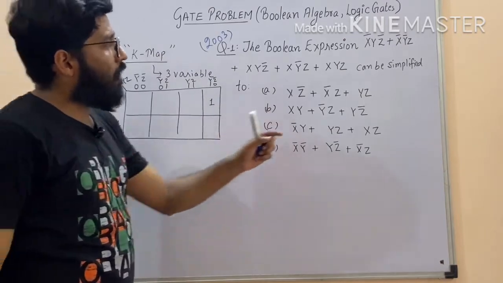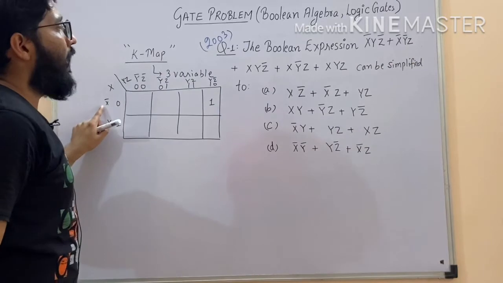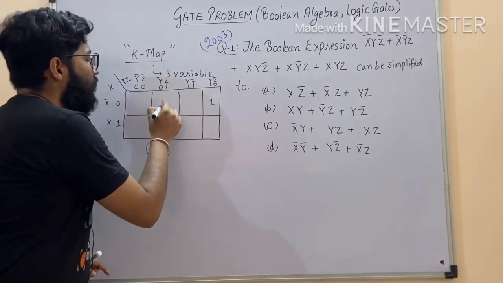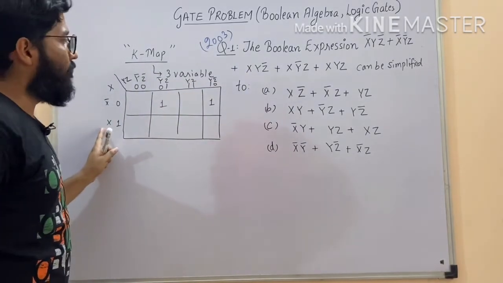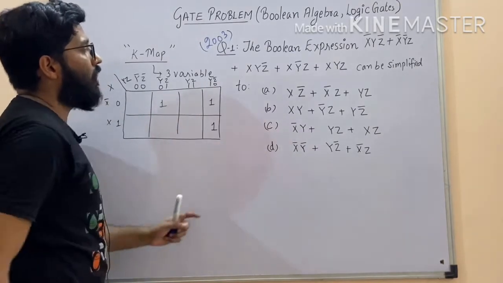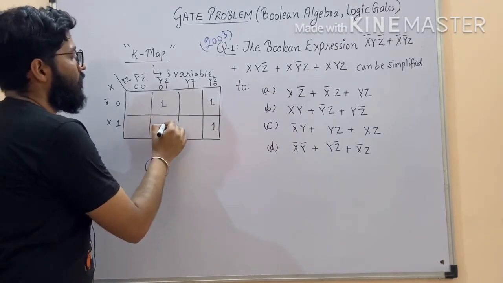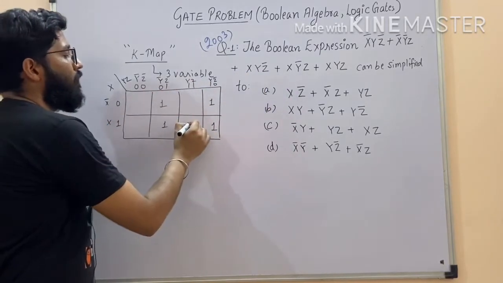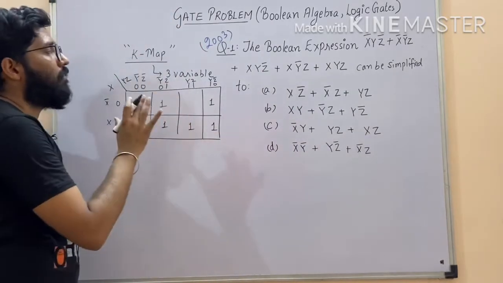Now you have to write x complement y complement z. X complement is this and y complement z is this. You have to write here 1. Now you have to see this x y z complement. X is this, y z complement is this. You have to write here 1. Now x y complement z, so x is this and y complement z is this. You have to write here 1. Now x y z, this is x and this is y z. You have to write here 1. In this manner you have to write 1 in the K-map.